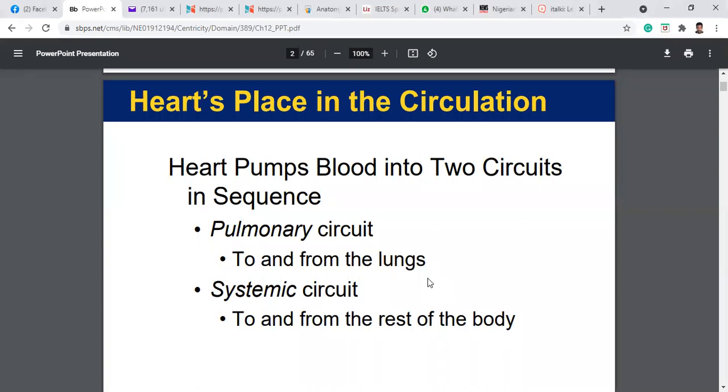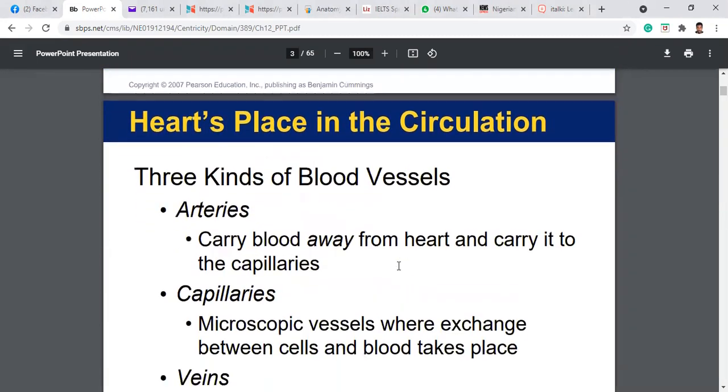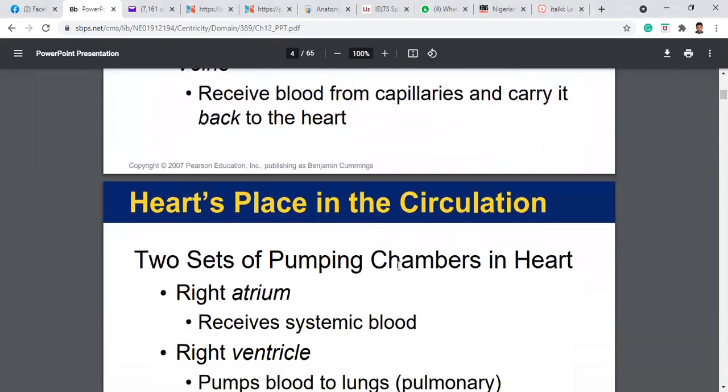So here I have these two circuits, okay? The heart pumps blood in two circuits. And we said the first circuit is called the pulmonary circuit, while the second circuit is called the systemic circuit. So the pulmonary circuit is where blood leaves the right ventricle to the lungs and back to the left atrium. I'm going to use a diagram to explain that. Then we'll have the systemic circuit. But before I explain the systemic circuit, let me see if I can show you a diagram that explains it.